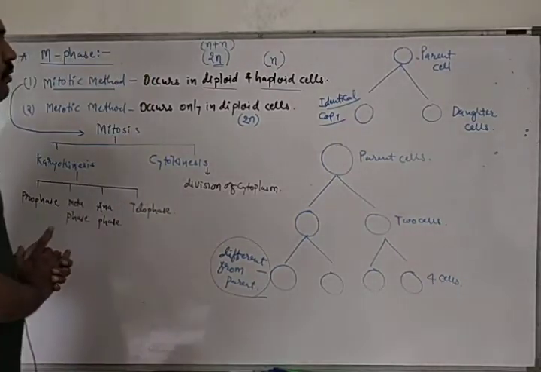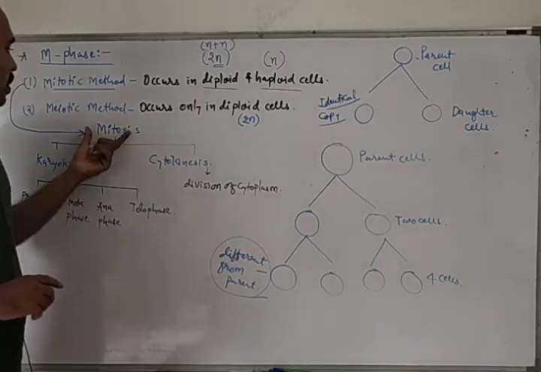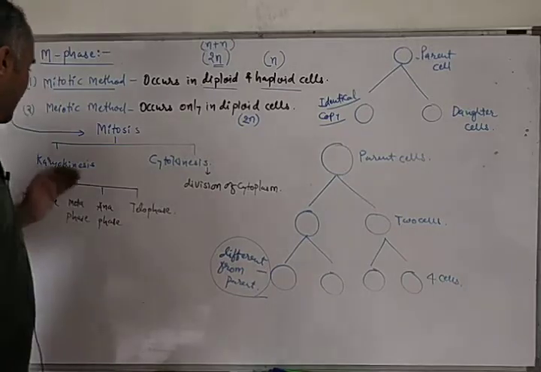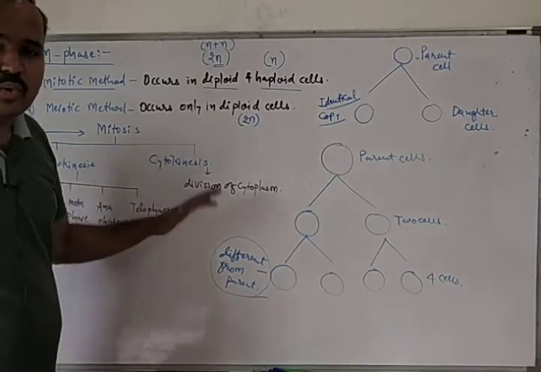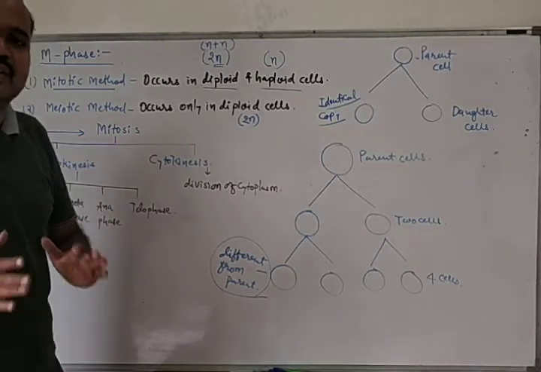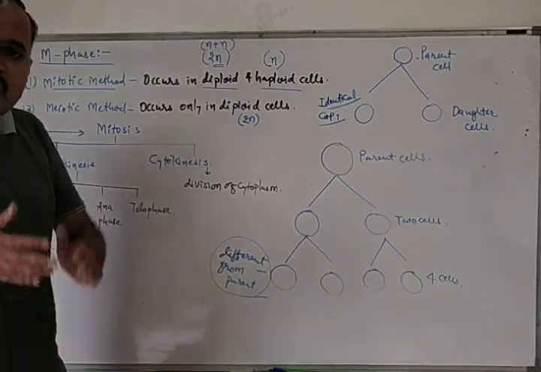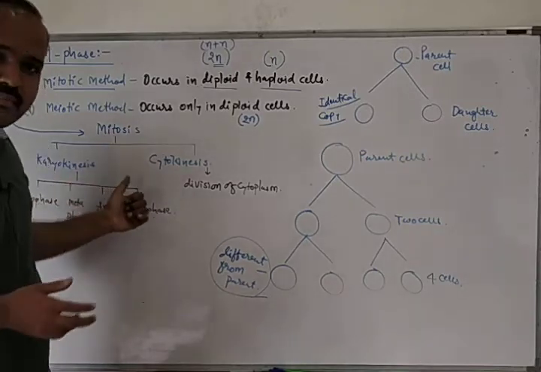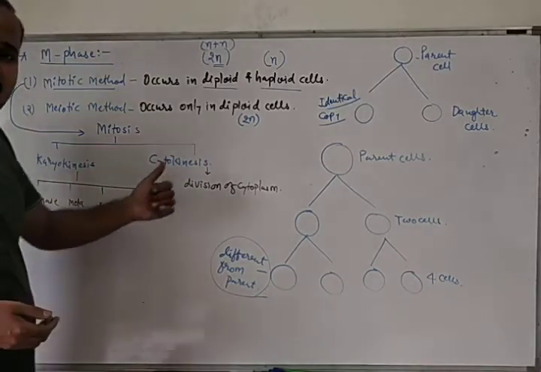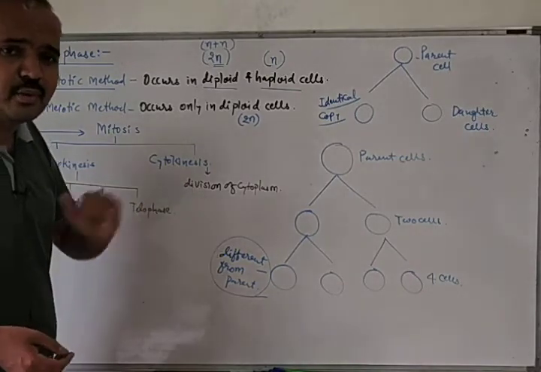Okay, now we will learn mitosis in detail. The process of mitosis has 2 steps. One is karyokinesis and second is cytokinesis. Karyokinesis is nuclear division and cytokinesis is cytoplasmic division. When the M phase occurs via mitotic method, mitosis has 2 phases, karyokinesis and cytokinesis.